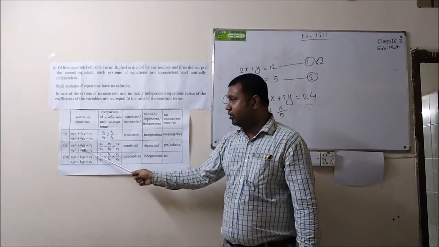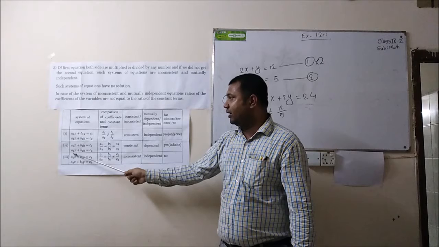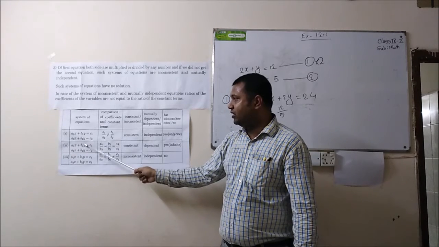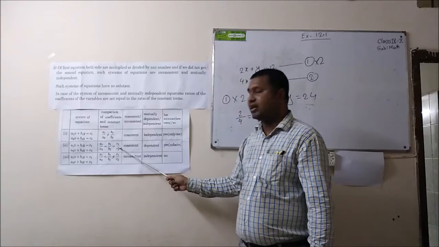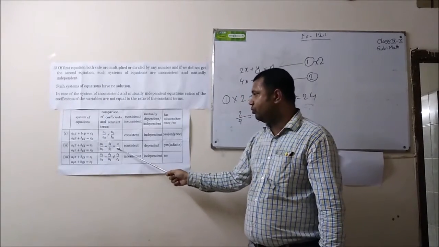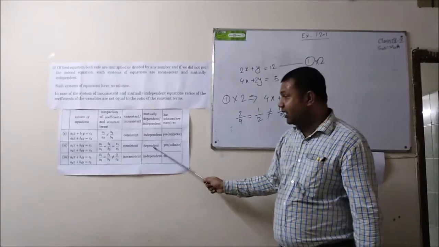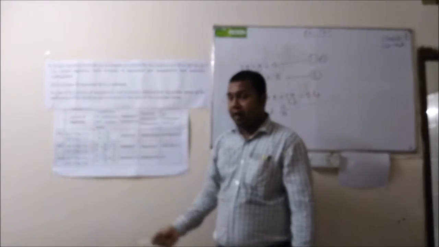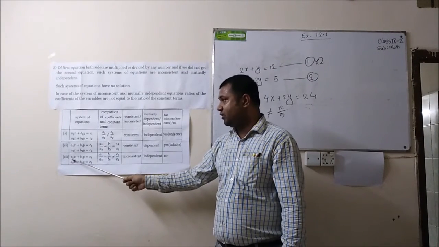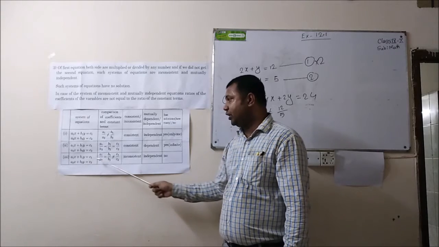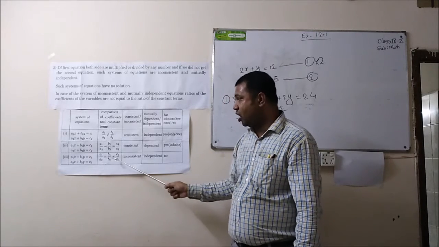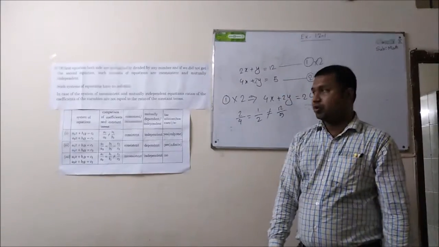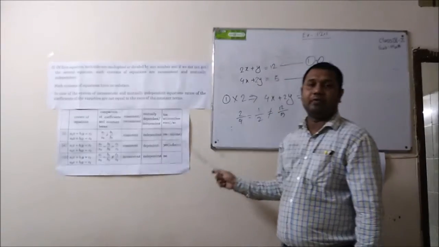If in a system of two equations the ratio of the coefficients of the x term and the y term are equal, and it is also equal to the ratio of the constant terms, we call that consistent and dependent, and it has lots of solutions, an infinite number of solutions. But if the ratio of the coefficients of x and y are equal, but the ratio of the constant terms is not equal, then we call it inconsistent, independent, and it has no solution at all. So this is the chart you have to memorize. Then we can go and solve the maths of this chapter.